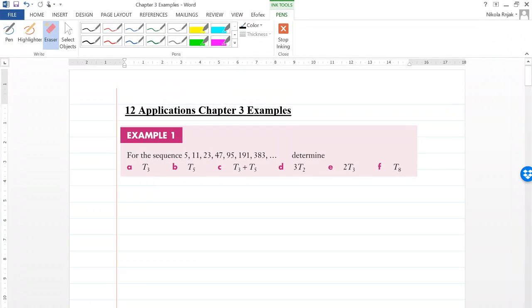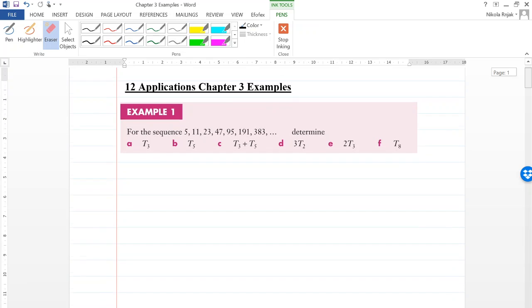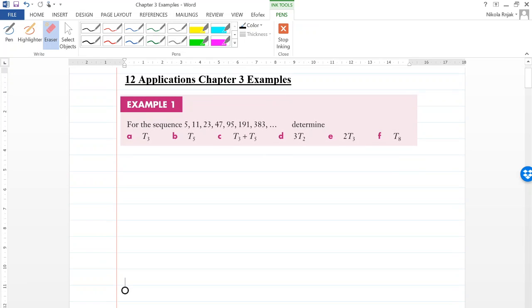Okay, I'm going to create a video where I go through all of the examples from the Chapter 3 textbook, which is on sequences, the new topic that you're learning. So I hope that you find this recording helpful, and I hope that it helps you complete the work that I've assigned. All right, so we're looking at sequences.